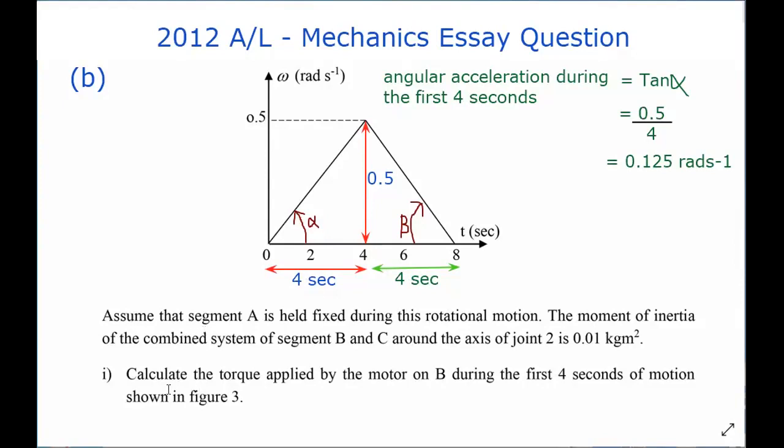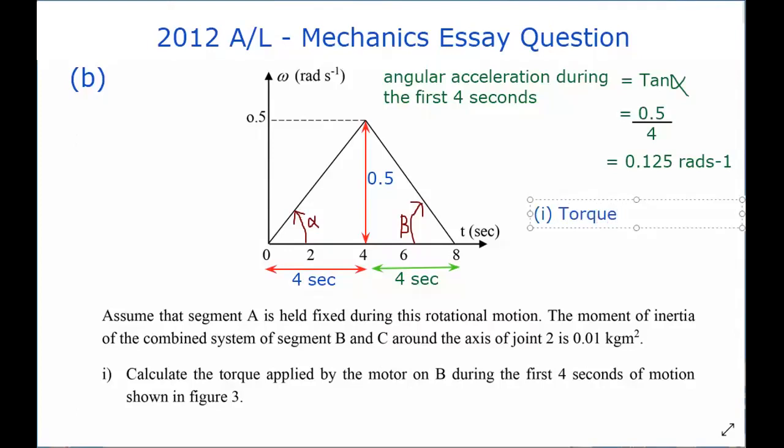Right. Now, Roman number 1, calculate the torque applied by the motor B during the first 4 seconds. So what is the answer for B Roman number 1? They ask us to find the torque applied by the motor. To find a torque, actually, there are 2 equations.